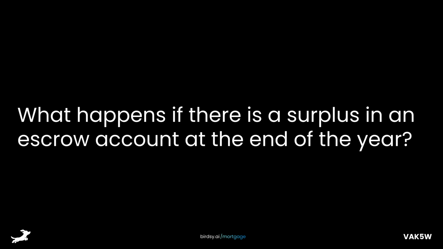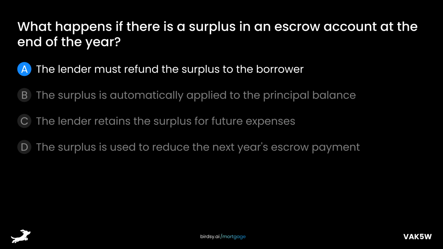What happens if there's a surplus in an escrow account at the end of the year? Is it A, the lender must refund the surplus to the borrower? B, the surplus is automatically applied to the principal balance? C, the lender retains the surplus for future expenses? Or D, the surplus is used to reduce the next year's escrow payment? The answer is A, the lender must refund the surplus to the borrower.